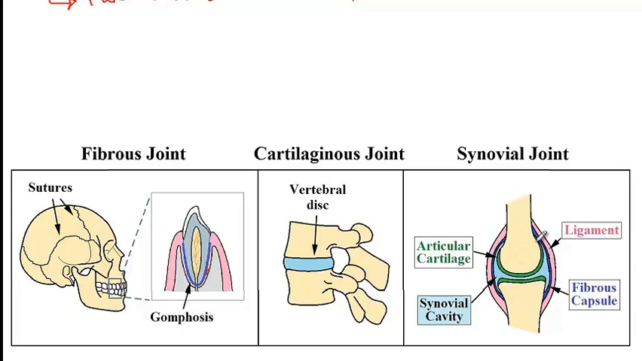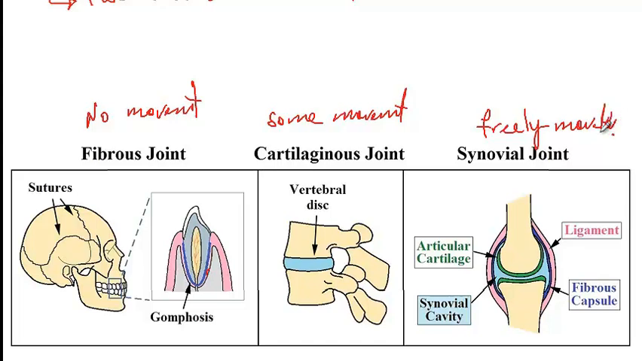So again, we have three types of joints: fibrous joint, which has no or very little movement; cartilaginous joint, which has some movement; and then synovial joint, which has a lot of movement. So this is a freely movable joint.